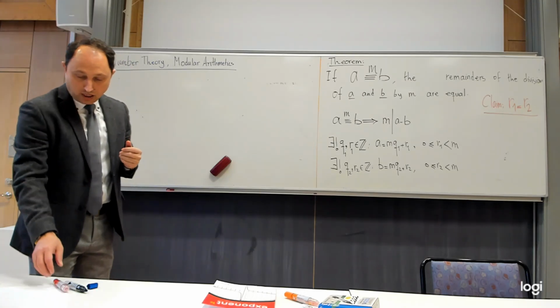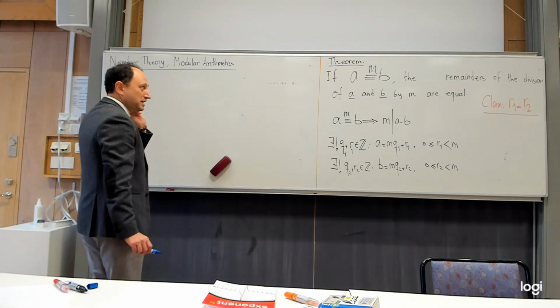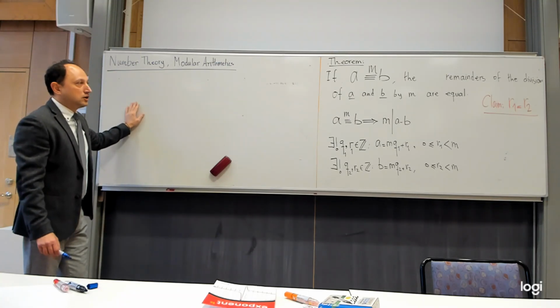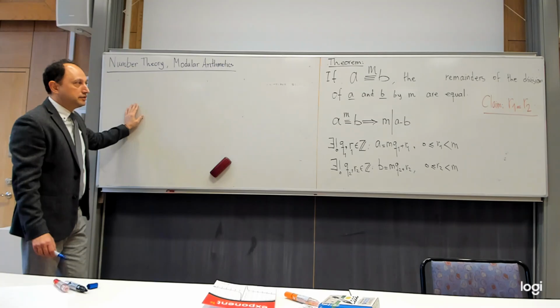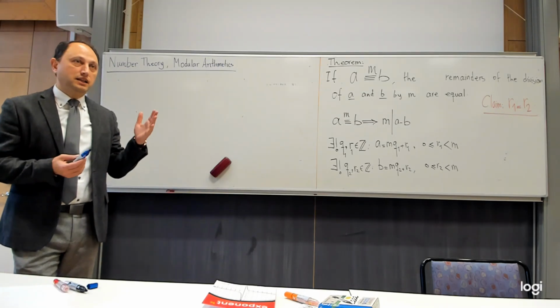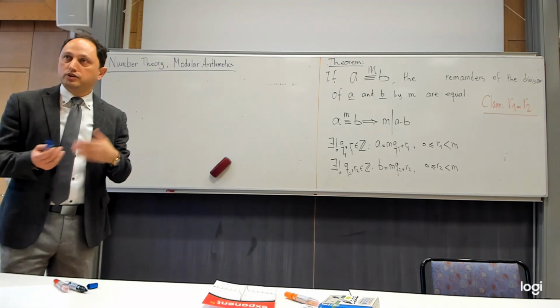Okay, so this is a little bit hard. It's a little bit abstract, but I want to show that R1 is equal to R2. If you don't believe it, it means that R1 is not equal to R2. So then it means that either R1 is smaller than R2 or the other way around.